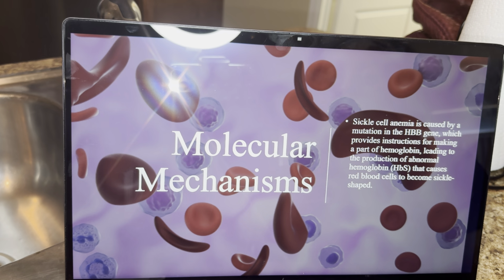The molecular mechanisms. So sickle cell anemia is caused by a mutation in the HBB gene, which provides instruction for making a part of hemoglobin, leading to the production of abnormal hemoglobin S, that causes red blood cells to become sickle-shaped.